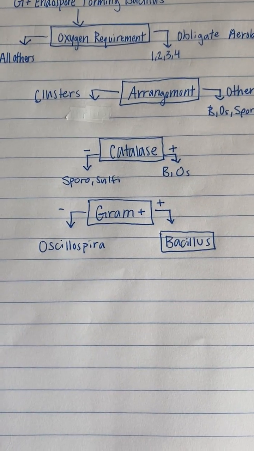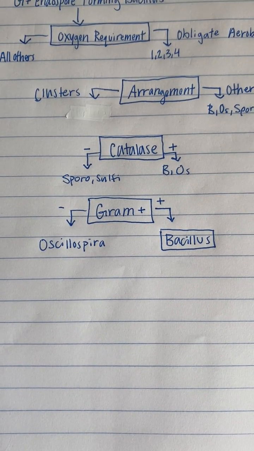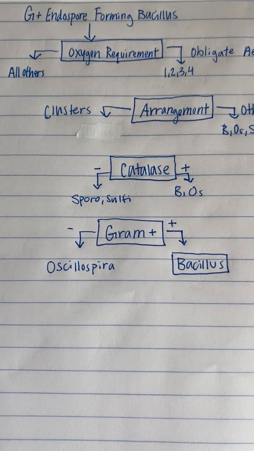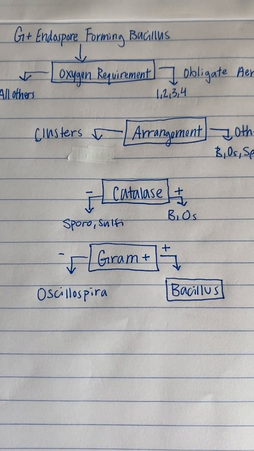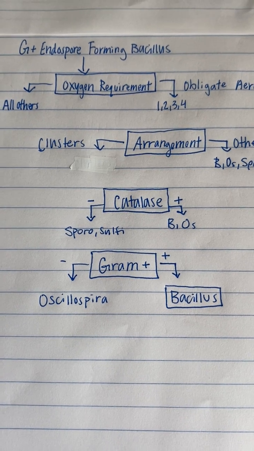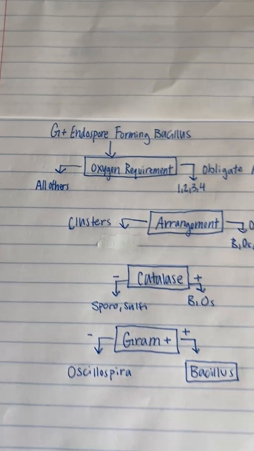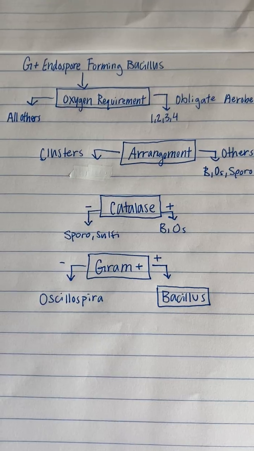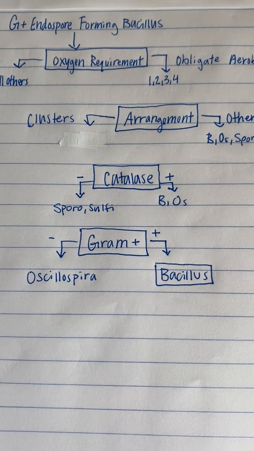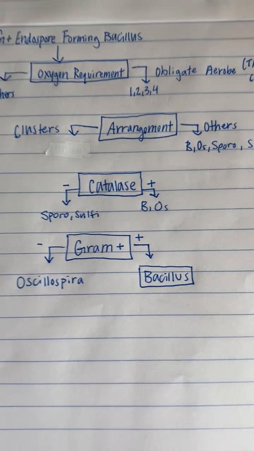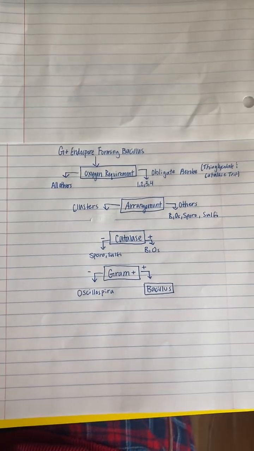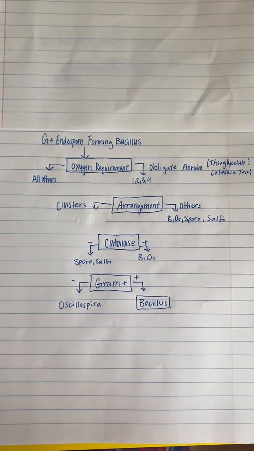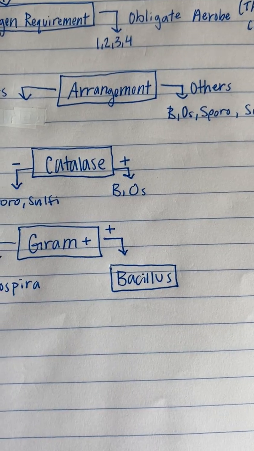And then lastly, it came down to whether they were gram-positive or negative. Since this whole assignment we have to have a gram-positive microbe, and it also says in the title gram-positive, it helped determine that this is just a bacillus. So that is the total dichotomous key, and the final result was bacillus.